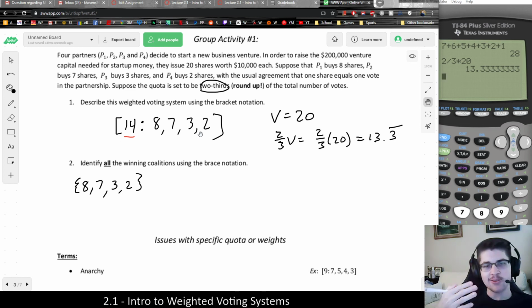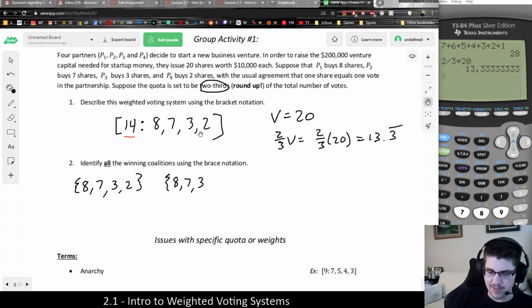Also, what I like to do is go from 4 down to 3. So I could now look at my 3-player groups. 873 would be one, and that's definitely going to be winning.